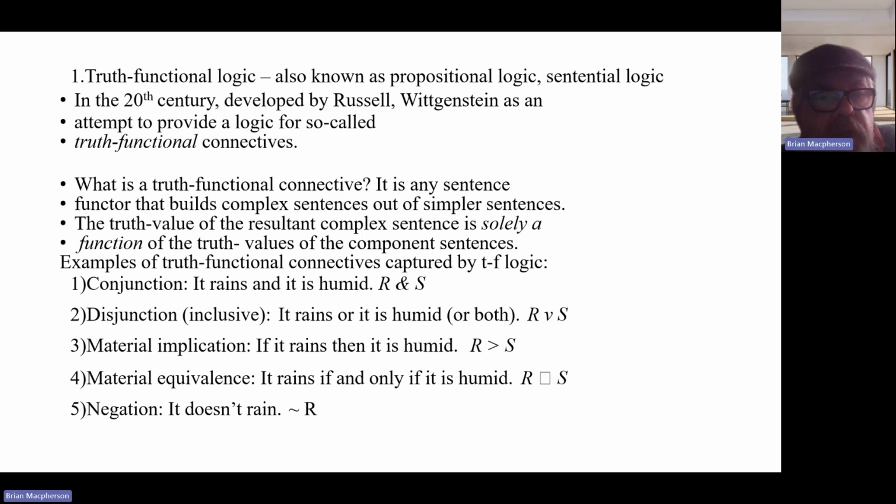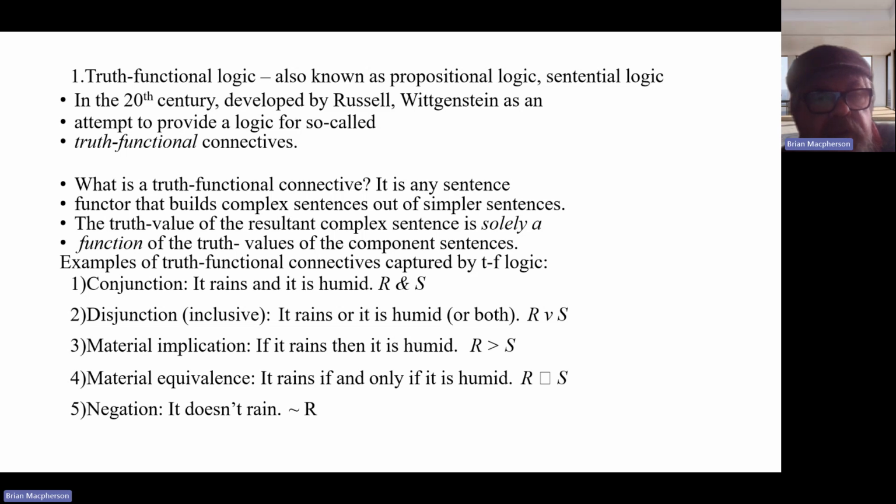Okay, the third connective that you can capture in propositional logic is called material implication. If it rains, then it is humid. So that is called an implicational statement. R, then S. All right, that's if it rains, then it is humid. And then there is material equivalence. It rains if and only if it is humid. Sorry, this didn't come out for whatever reason on the PowerPoint. That should be either a double bar or a triple bar. Okay. R if and only if S.